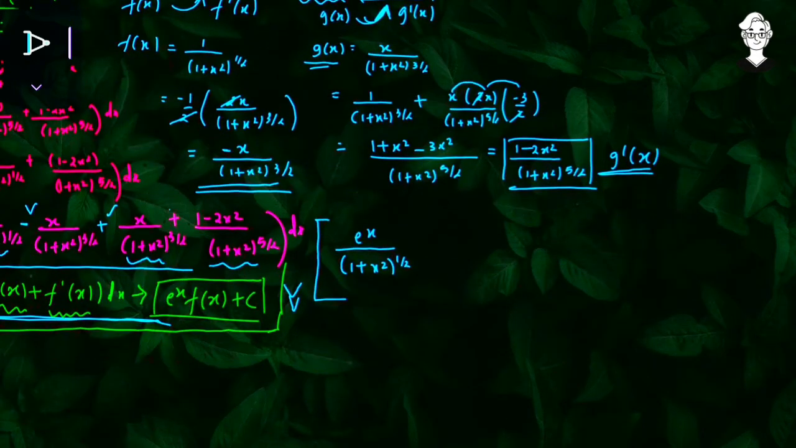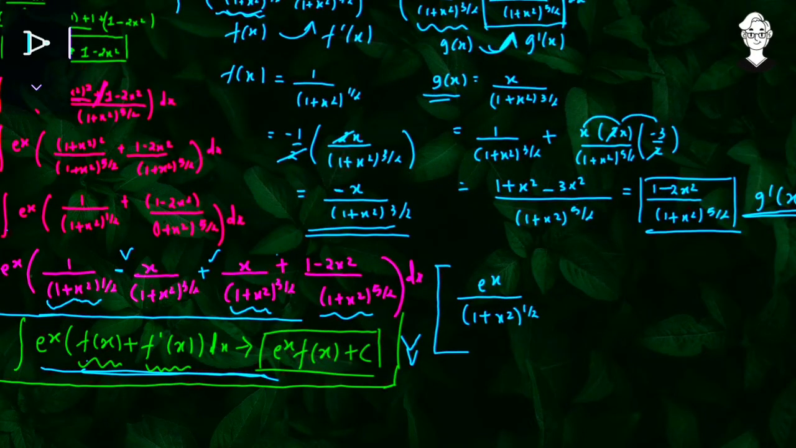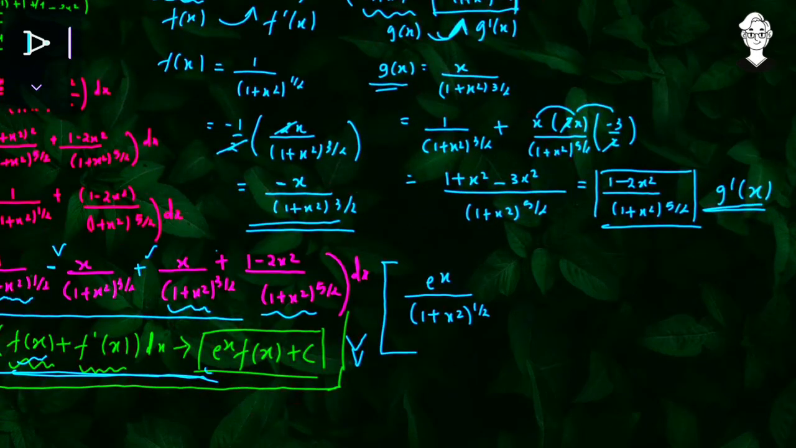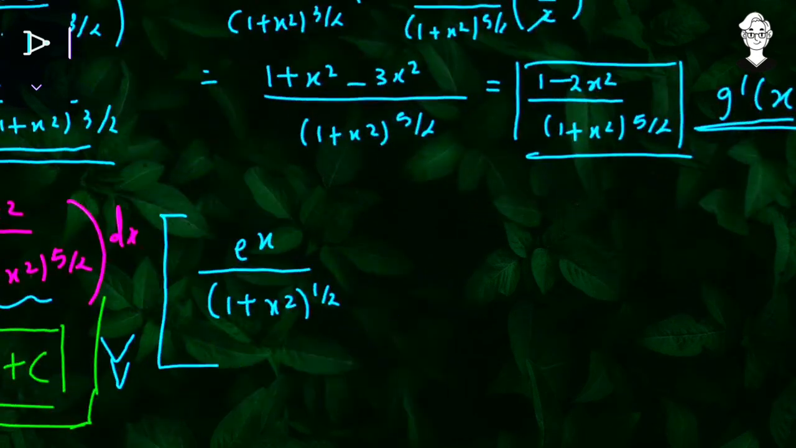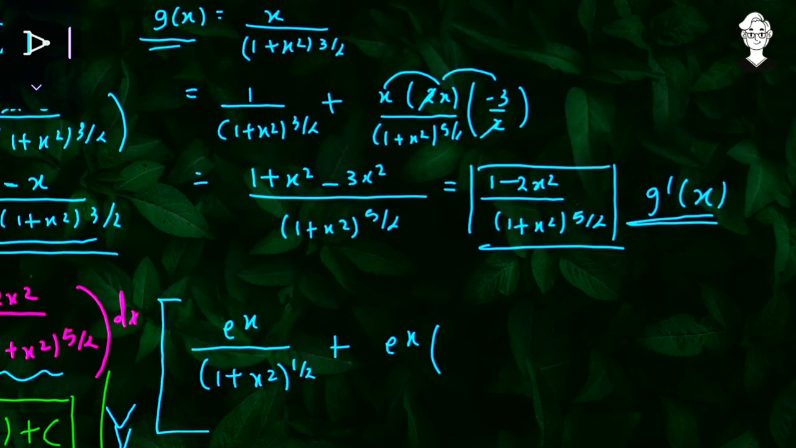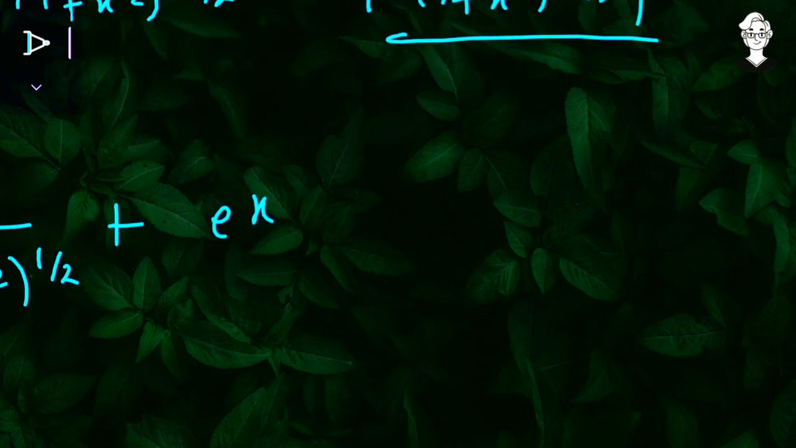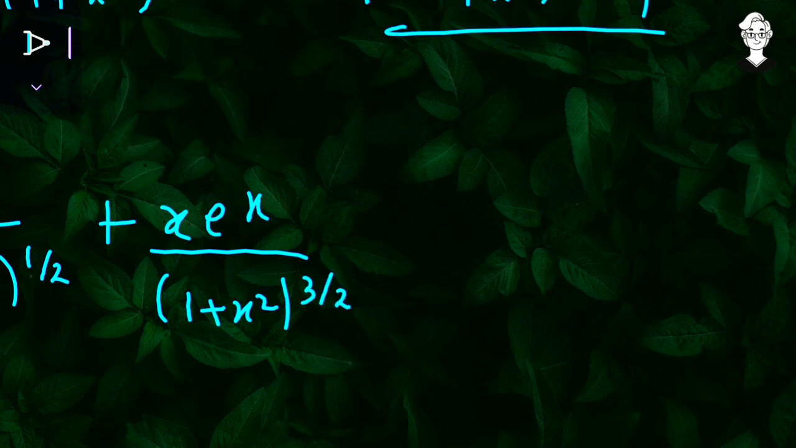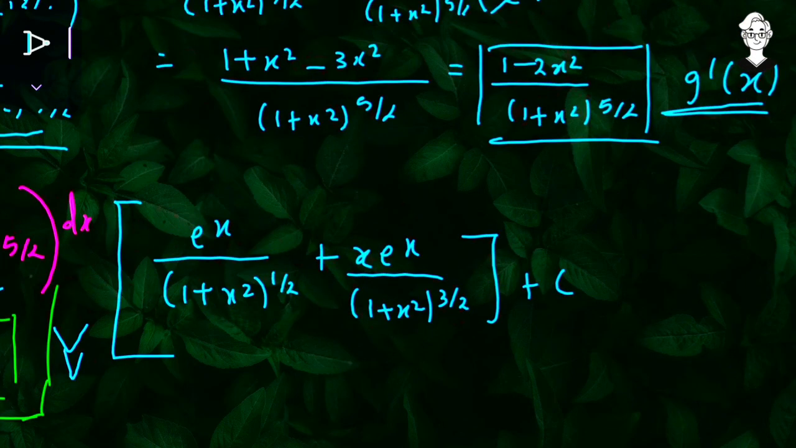That's the rule says that integration of e to the power x, a function, plus the derivative of the same function. So it is there in that rule. So according to that, it would turn out to be e to the power x and multiplied by the same function. So the function over here was x upon (1 plus x square) to the power 3 by 2, and plus the constant c, and that's our answer.